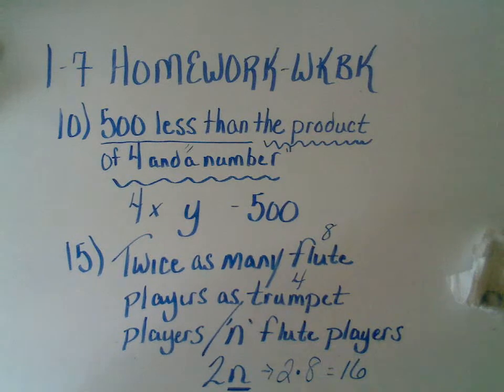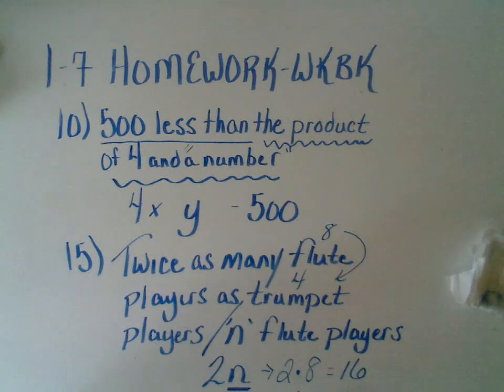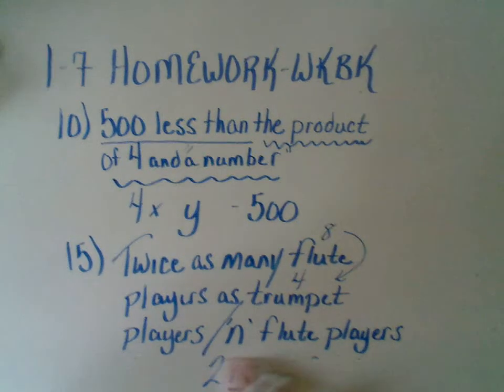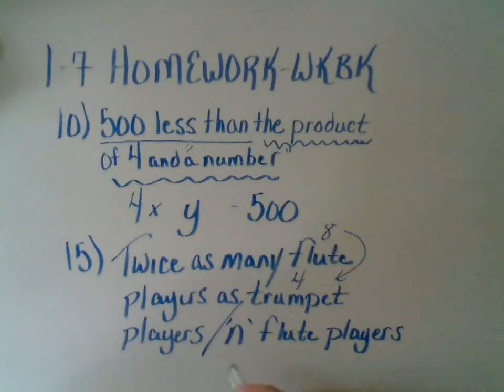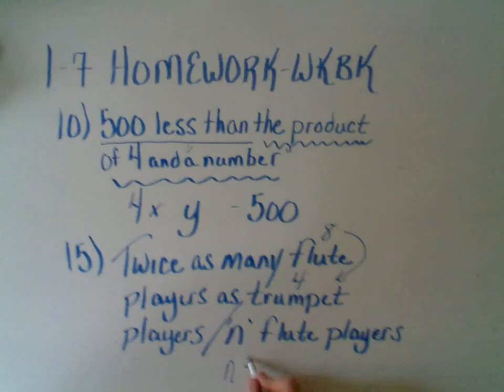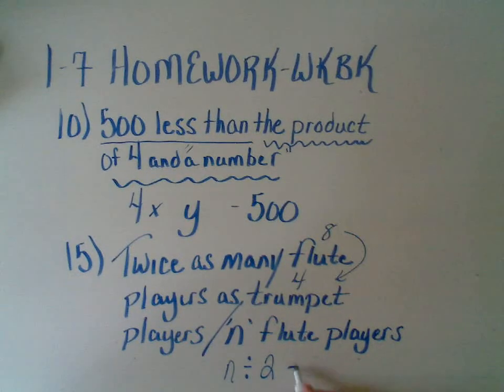But how am I going to get back to this 4 from 8? Right? Well, to go back from 8 to 4, I'm going to divide by 2. 8 divided by 2 is 4. So when I write the expression here, I'm actually going to write n divided by 2. Again, we can check this. I can say 8 divided by 2, and that's how I'm going to get 4.